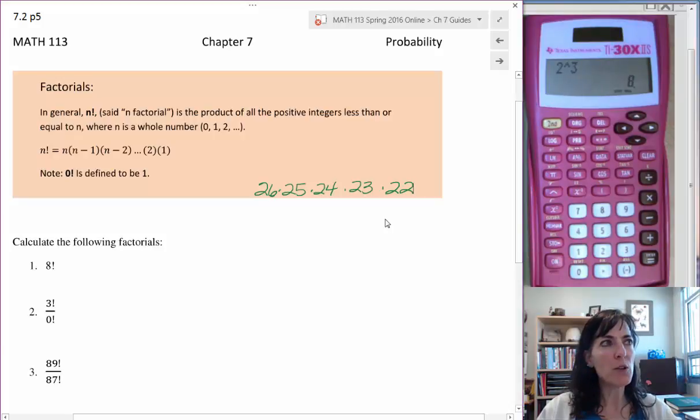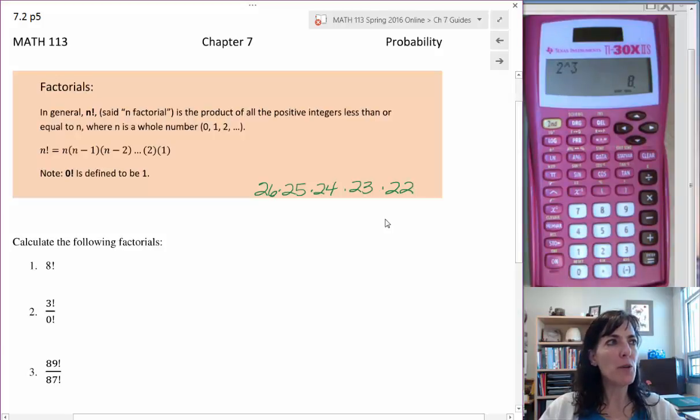We call it n factorial, and there it's written, n factorial. It's the product of all positive integers less than or equal to n, where n is some whole number. So like 1, 2, 3, 4, 5, etc. You can even do 0 factorial if you want to. But this would be part of 26 factorial. That's what this is. So this n factorial would be part of 26 factorial, but it would continue on, like I said, down until you get to 1.